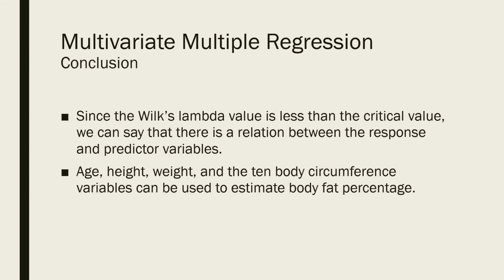Since the Wilks lambda value is less than the critical value, then we can say that there is a relationship between those response variables and the predictor variables. So there is a relationship between age, weight, height, and the body's circumference measurements and those body fat percentages calculated through density. So we can use the other methods of measurements to predict what the body fat percentage will be.